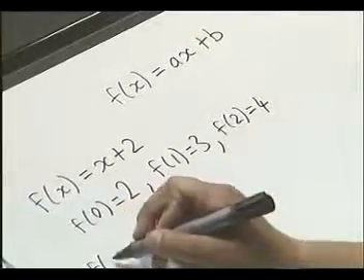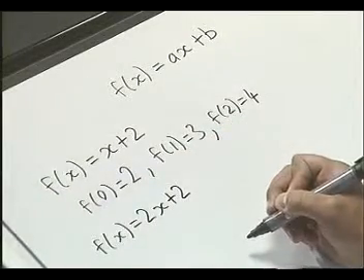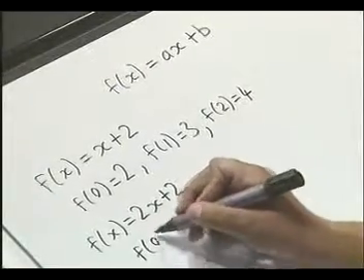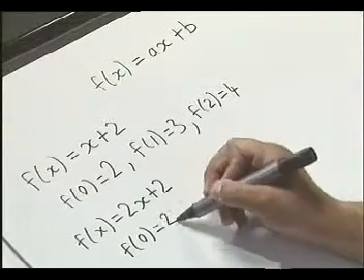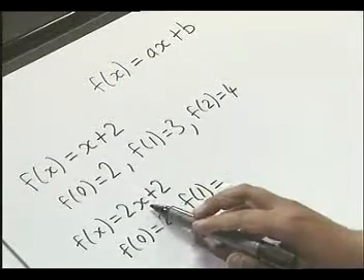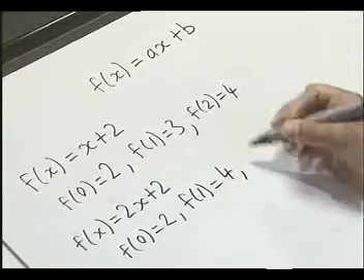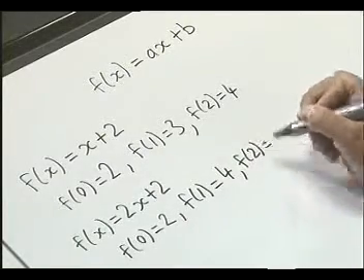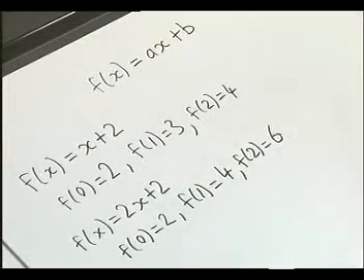OK, for the next function, let's look at f of x equals 2x plus 2. So we get f of 0 equals 2 times 0, which is 0, plus 2, which gives us 2. f of 1 gives us 2 times 1, which is 2, plus 2, which gives us 4. And f of 2 gives us 2 times 2, which is 4, plus 2, which gives us 6.